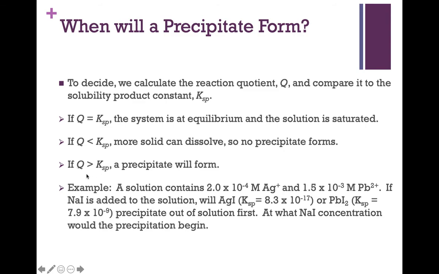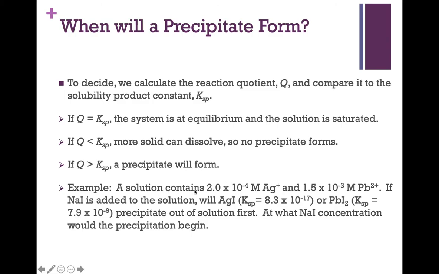But if Q is bigger than KSP, that means in order to get to equilibrium, we have too many ions in solution. So to get to equilibrium, we will be making a solid, or we will be forming a precipitate in that case. Now, one of the other things we can do with this idea of precipitation going backwards, we can compare compounds.